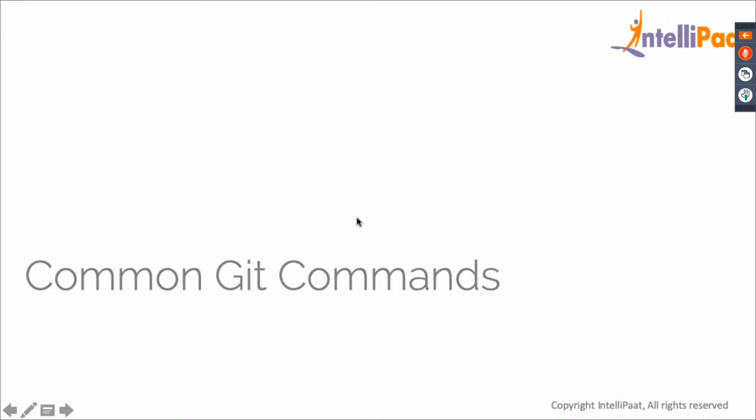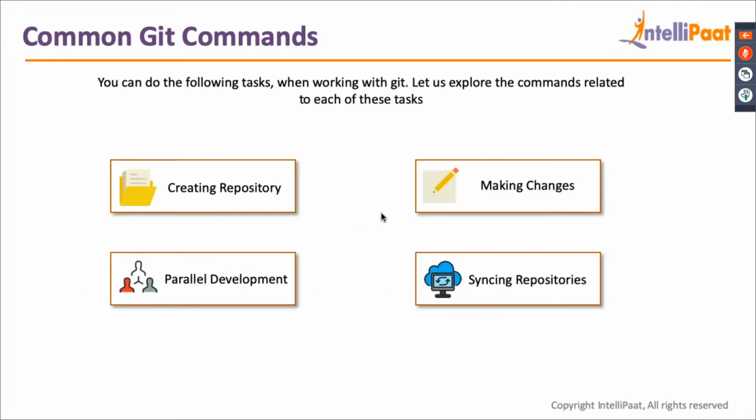Now let's go ahead and understand some common Git commands. Again, a refresher as to some commands that you can use in Git. First of all, there are 4 things that you can do with Git. You can create a repository, make changes, do parallel development with your team members, and then sync your GitHub to your local repository. We will be touching base on the commands with respect to these 4 things: creating a repository, making changes, parallel development, and syncing a repository. So let's start one by one.